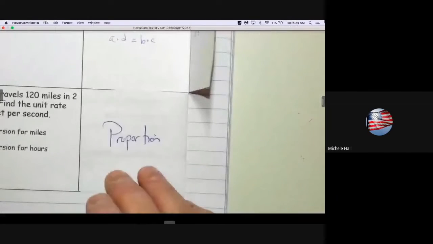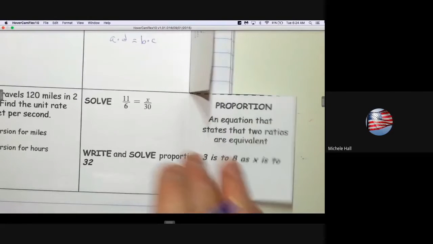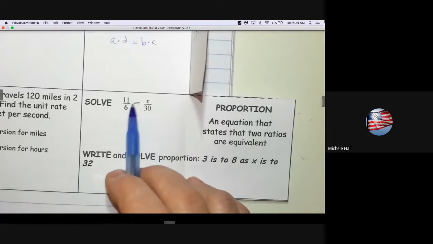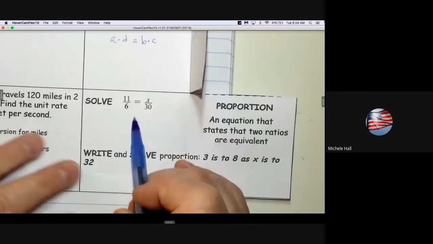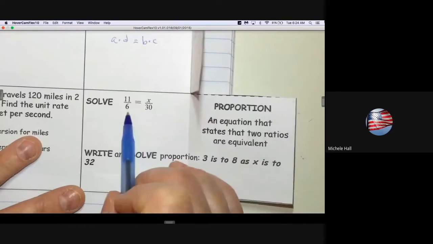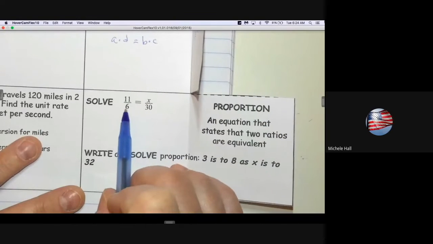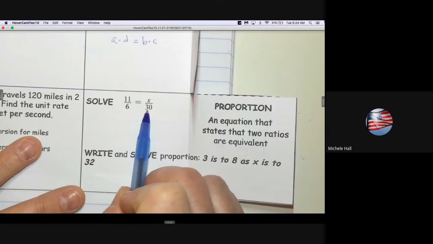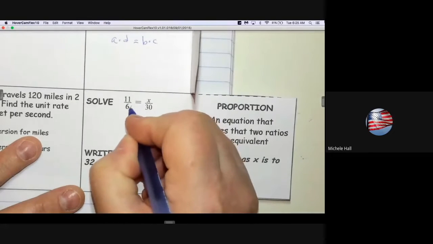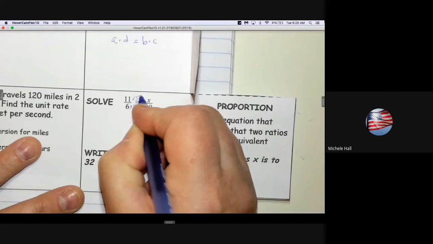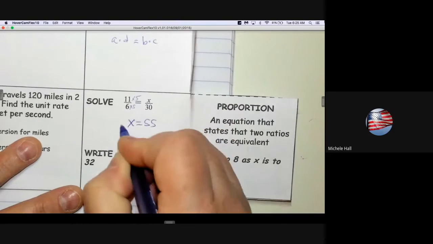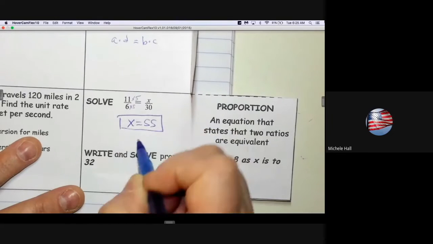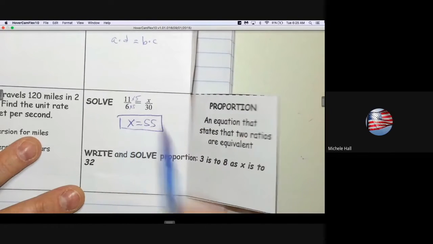The next one would be proportions. A proportion is when you have a ratio that equals another ratio. We could use the shortcut here. I can see that 6 is going up to 30 evenly. 6 times 5, so 11 times 5 would be 55. X equals 55. I do like to use the shortcut in looking at ratios if it's possible.